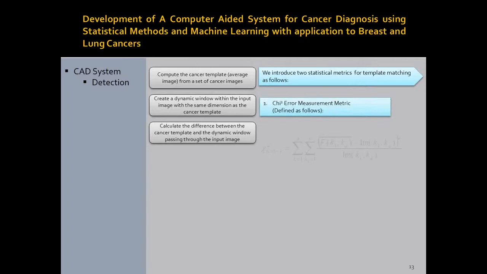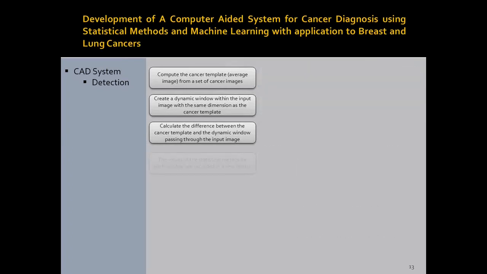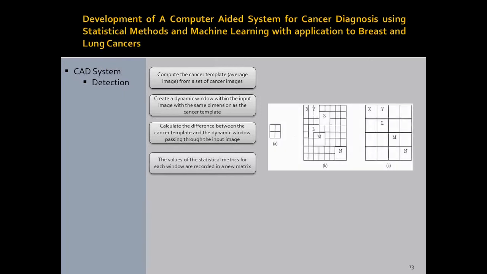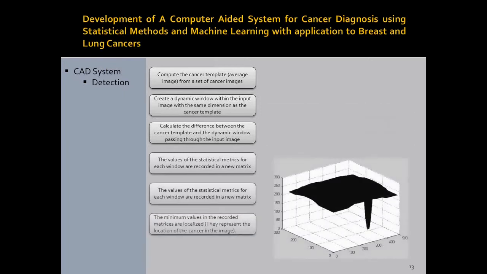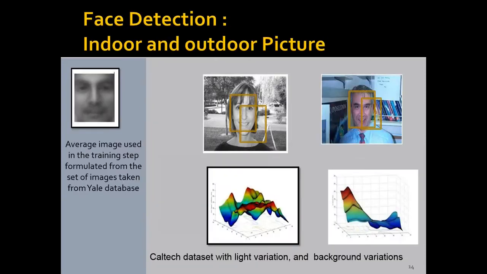So here we can use chi-square. These are all new parameters we developed just 6 months ago. And we need to do the sum of squares in order to detect only the minimum locus. And all the minimum locus are the suspected regions to be a cancer area. And later on we can do the classification.